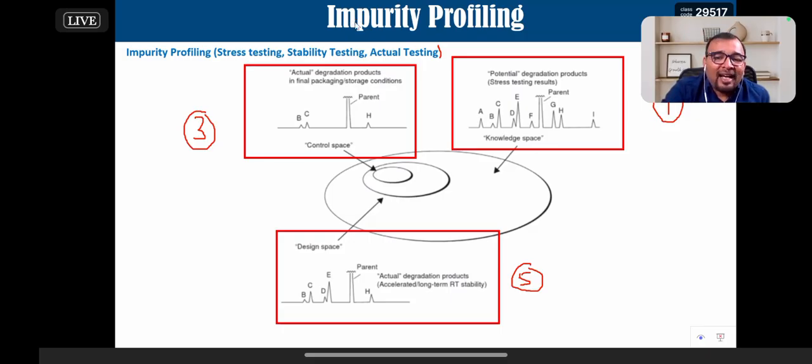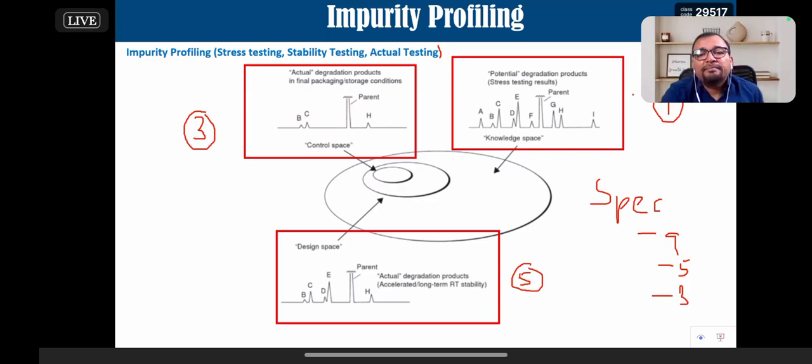So let me ask you, what shall be your specification now? Whether your spec should contain 9 impurities, 5 impurities, or 3 impurities. What shall your specification contain? 9 impurities, 3 impurities, or 5 impurities?